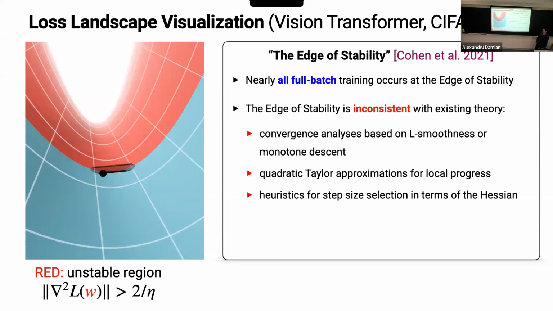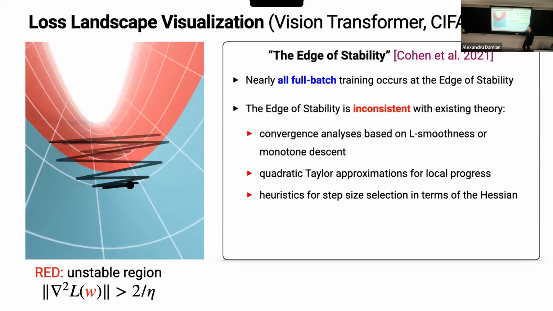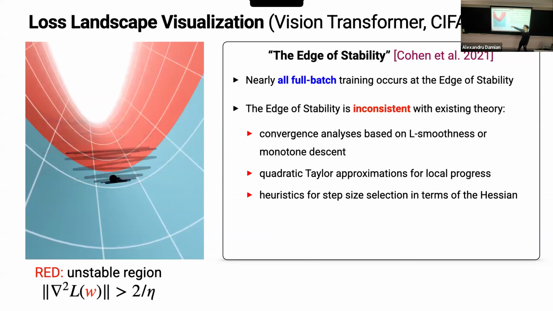So he also pointed out in this paper that the edge of stability is inconsistent with existing optimization theory. So specifically, if your optimization theory depends on any sort of smoothness assumptions, these are invalid. If you rely on monotone descent, meaning that the loss has to decrease monotonically for gradient descent, this is not going to be true. Because you can even see in this animation that the loss goes up and down as you're oscillating in this valley. It invalidates any optimization theory that's based on a quadratic Taylor expansion of the loss, because as I mentioned, for quadratics, this can't happen. And it also invalidates any heuristics for step size selection in terms of the Hessian.